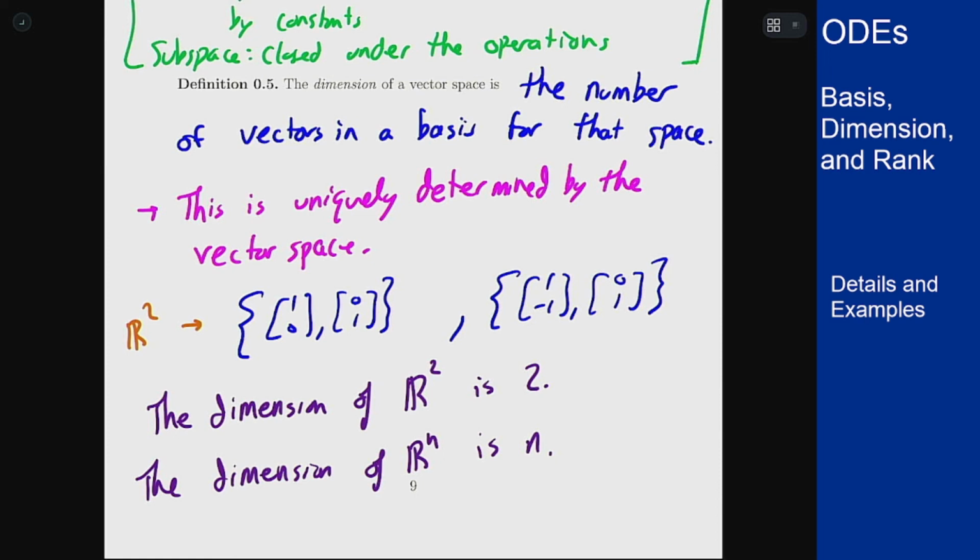So that's the idea of what a basis is and what the dimension of a vector space is, and we'll see examples of how this becomes important as we move on for the different types of problems we want to solve using linear algebra techniques.